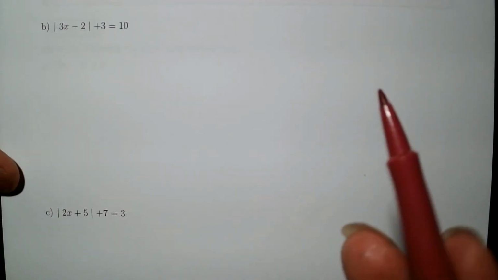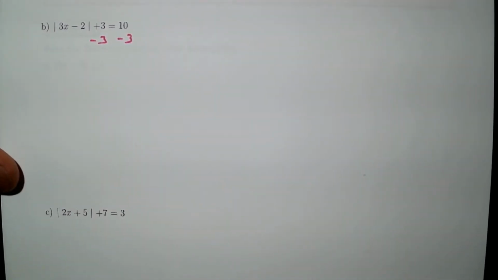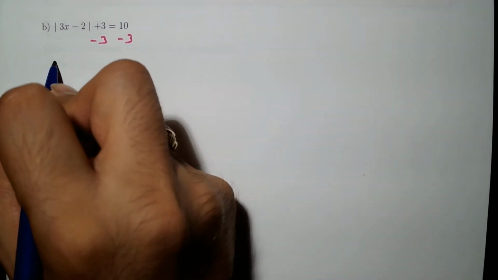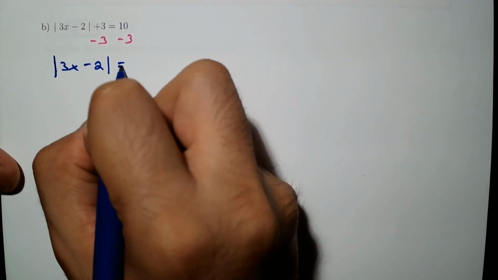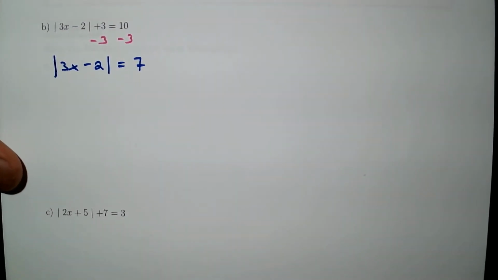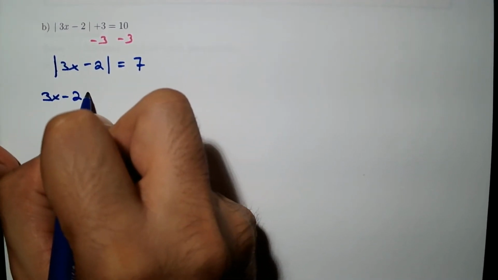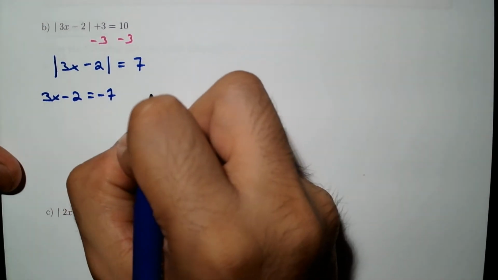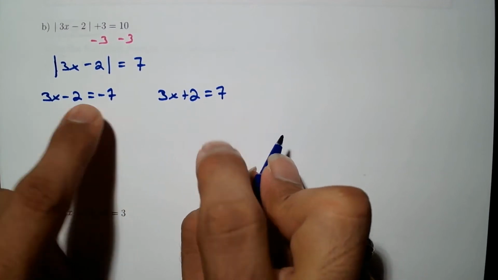In this case, as opposed to the previous example, we don't have the absolute value by itself. So the first thing we do is subtract 3 from both sides of the equation. And we get the absolute value of 3x minus 2 equals 7. And then this is the part where we break it up into the negative 7 and the positive 7. One negative, one positive.